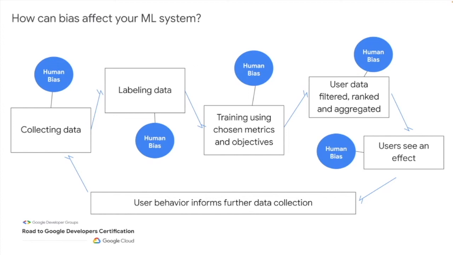So in your assumptions, you have biases. Then you have biases when the user data is filtered, ranked, and aggregated. So depending on how you select things, let's just say that I don't think flip-flops are shoes, so I filter them out. Then I add my bias that flip-flops aren't shoes into the data and therefore the model. And then you have bias when users see an effect. So people can interpret a result in different ways. And then you have the user behavior that informs further data collection.